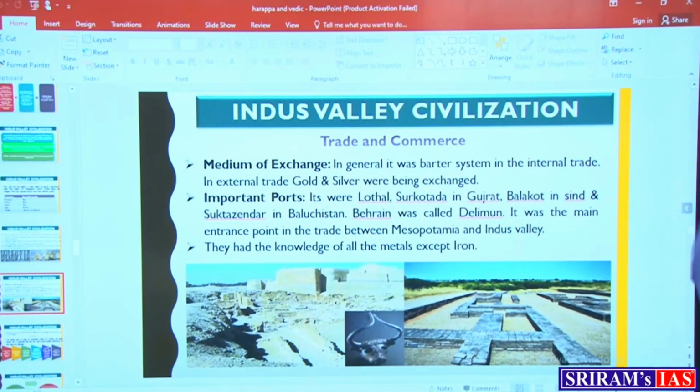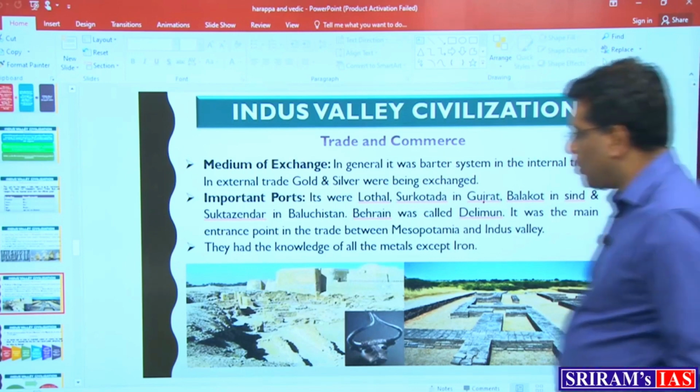Barter system was followed in internal trade. Gold and silver was used for external trade.